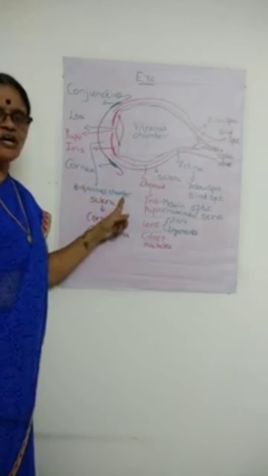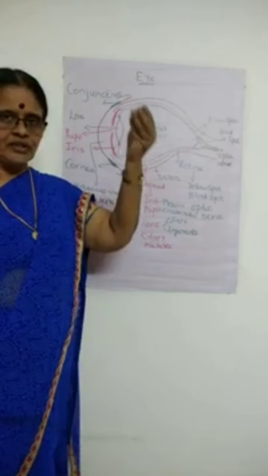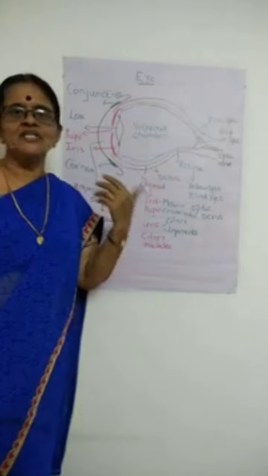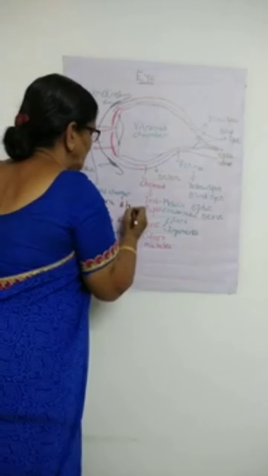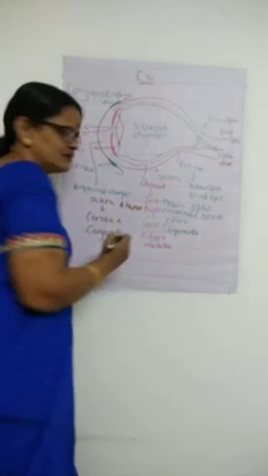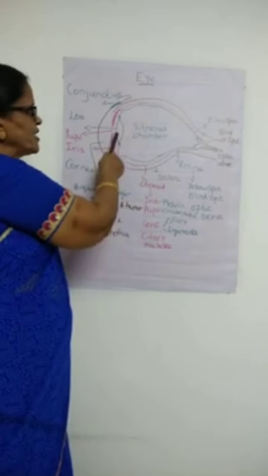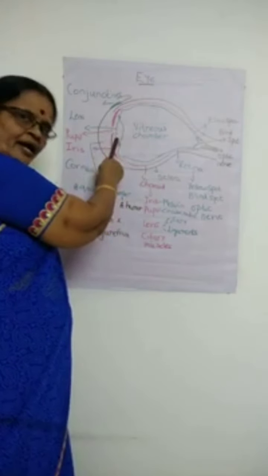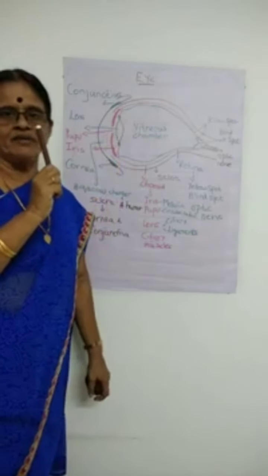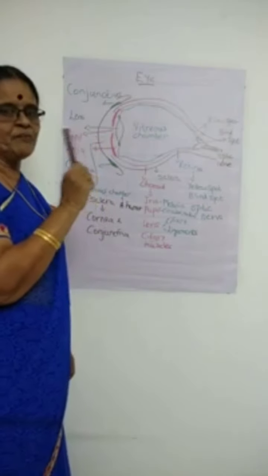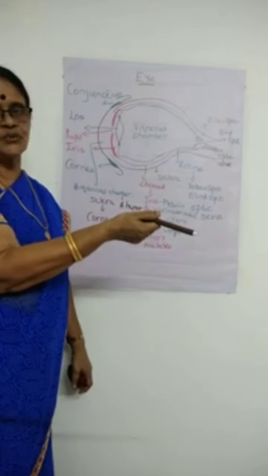The aqueous chamber has a watery-like fluid, just like water, that is called aqueous humor. The location is in between the cornea and the lens. This is the cornea, this is the lens, and it is in between. It is nourishing. The main function is that it supplies oxygen and nutrients to the eye.